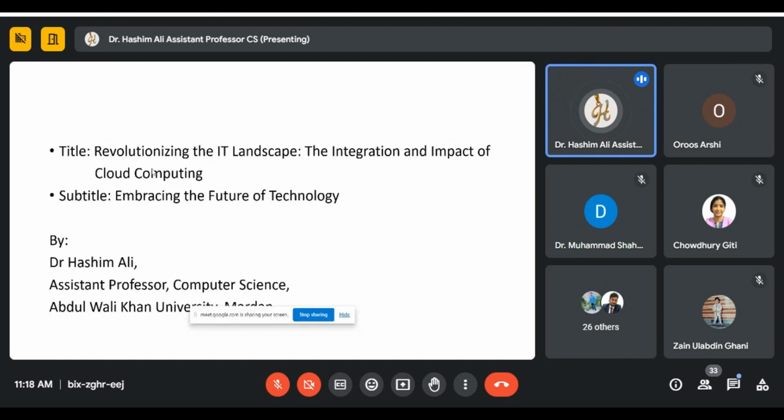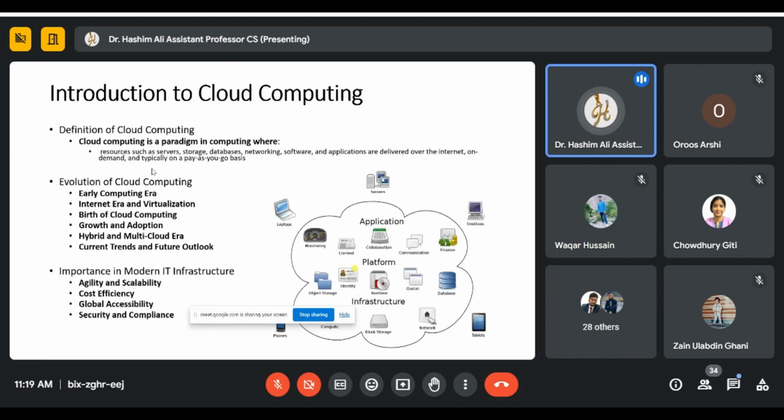I have a subtitle so that we can integrate both of them, and that is embracing the future of technology. Obviously this is IT technology. I am Dr. Hashim Ali, Assistant Professor in the Computer Science Department at Abdul Wali Khan University, Ardan. So we will start with an introduction to cloud computing.